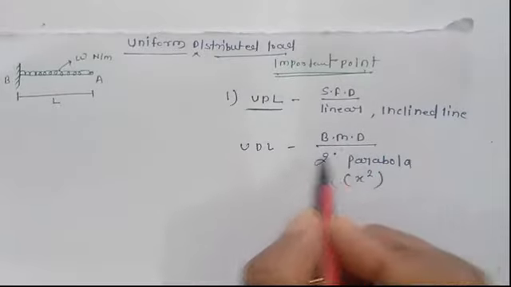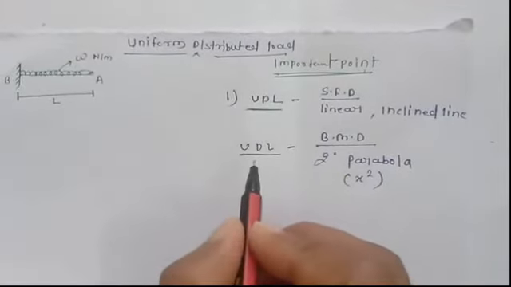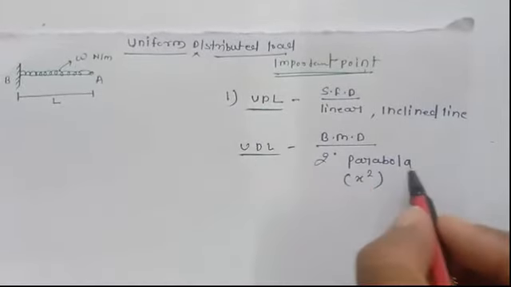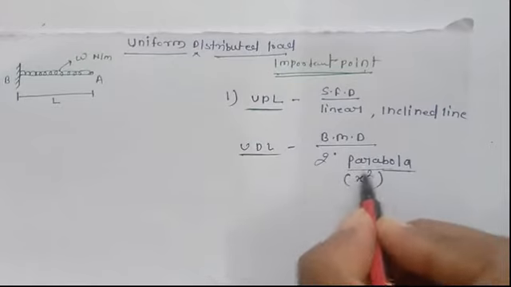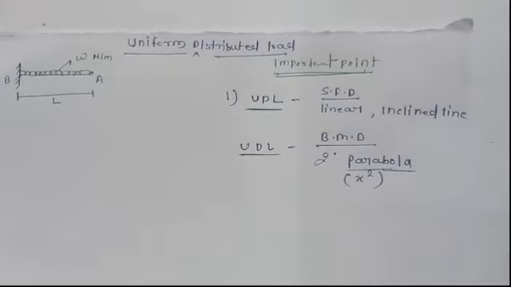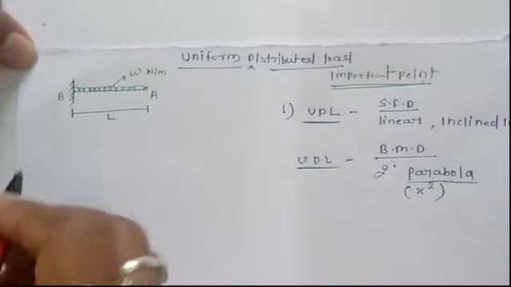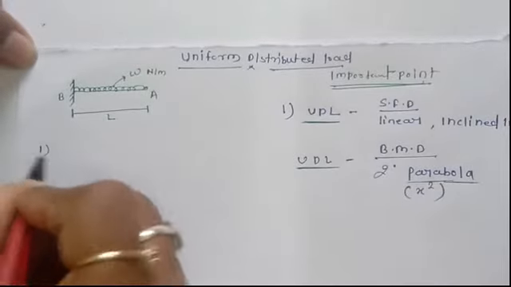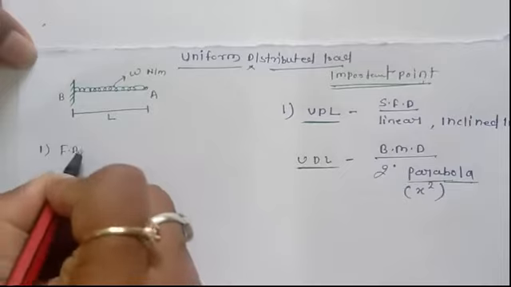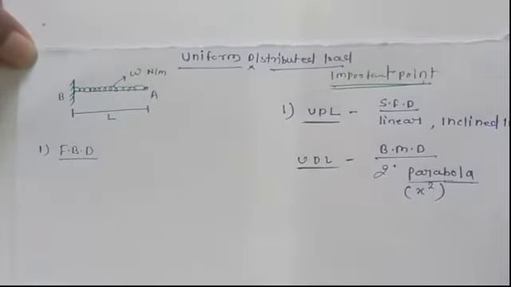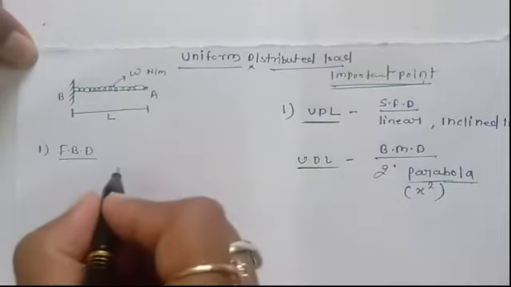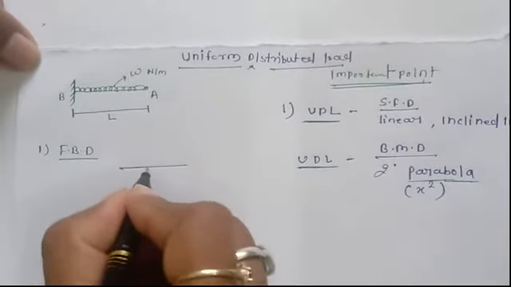And the bending moment diagram for this particular uniform distributed load, or UDL, will be a 2-degree parabola. So this will be the parabola. This is a very important point. Now we can solve this problem. Before we solve it, first we draw the free body diagram. The free body diagram for this particular beam is here.